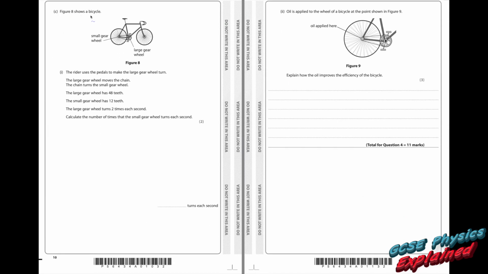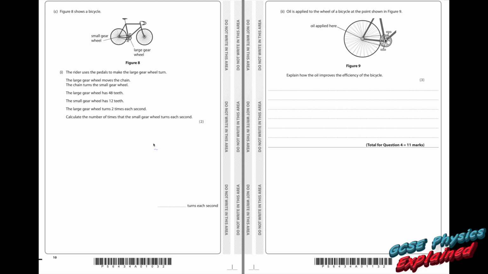Part C. Figure 8 shows a bicycle. The rider uses the pedals to make the large gear wheel turn. The large gear wheel moves the chain. The chain turns the small gear wheel. The large gear wheel has 48 teeth. The small gear wheel has 12 teeth. The large gear wheel turns 2 times each second. Calculate the number of times that the small gear wheel turns each second.